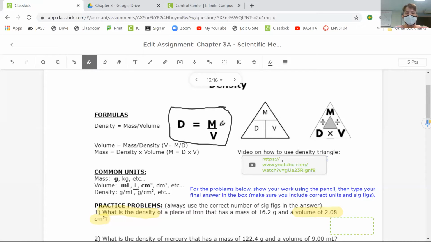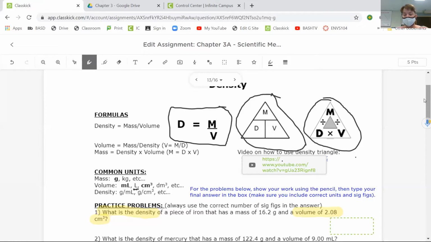However, if you are not a fan of algebra, you may prefer to use what we call the density triangle. Okay, and the density triangle is right here. And here's another version of the density triangle if this one confuses you. I'm going to show you a video that shows how to use these density triangles, or at least this one, which is similar to that one, to manipulate the formula so that you can solve for your given variable.